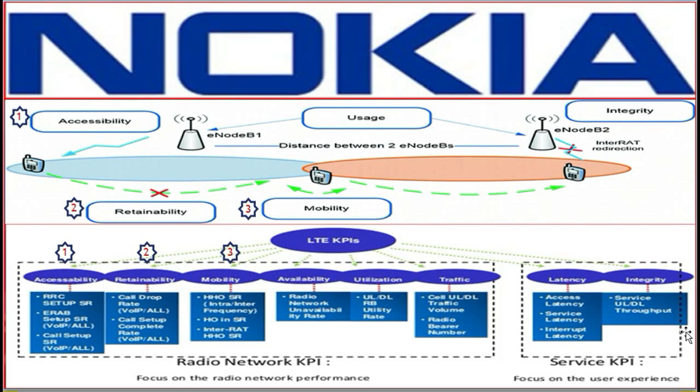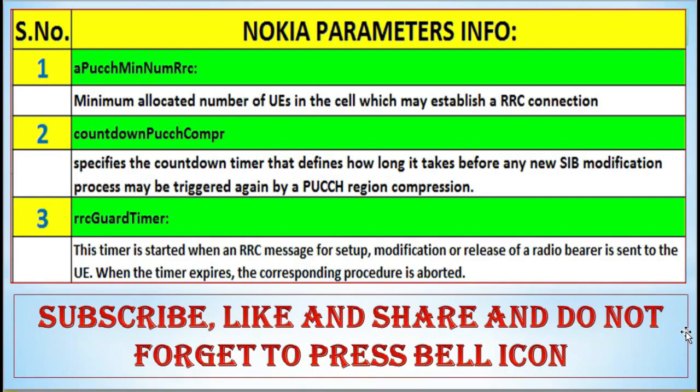Okay, so let's start. In these slides we covered all the important parameters and each parameter's information. First one is Pucch minimum number Rrc connection. What is the meaning of this? Here you can see the minimum allocated number of UEs in the cell which may establish an Rrc connection.